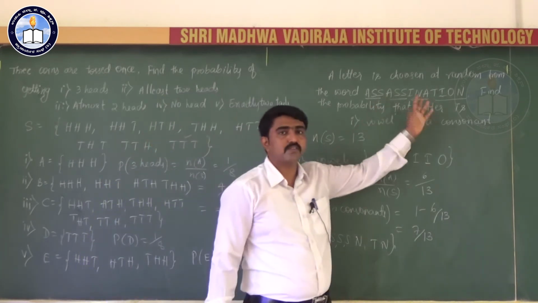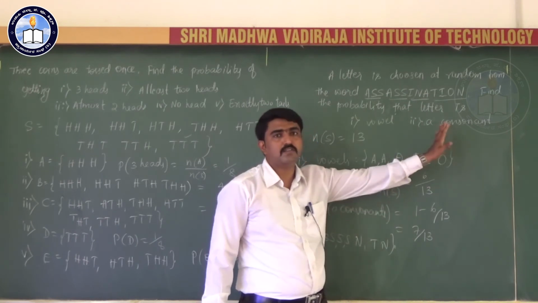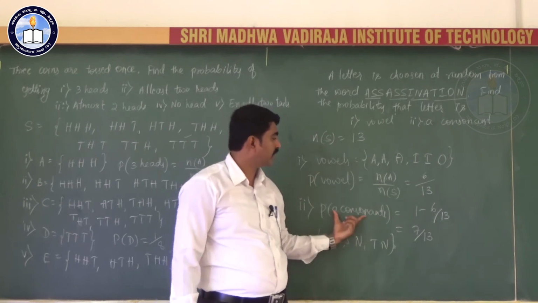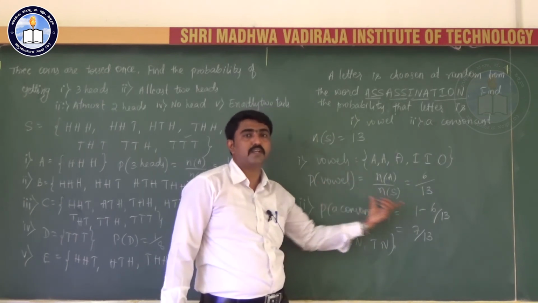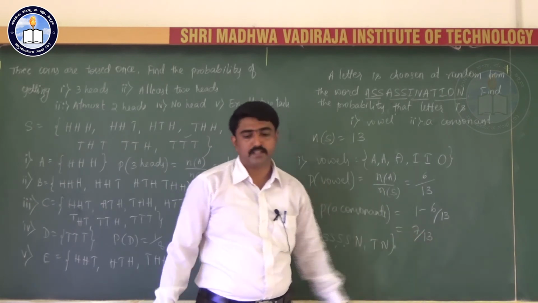Here it is a combination of vowel and consonant. There are 6 vowels, the remaining are consonants. Therefore we can also take the probability of not A. Probability of getting a consonant is nothing but 1 minus the probability of getting a vowel. Therefore 1 minus 6 by 13, that is 7 by 13.